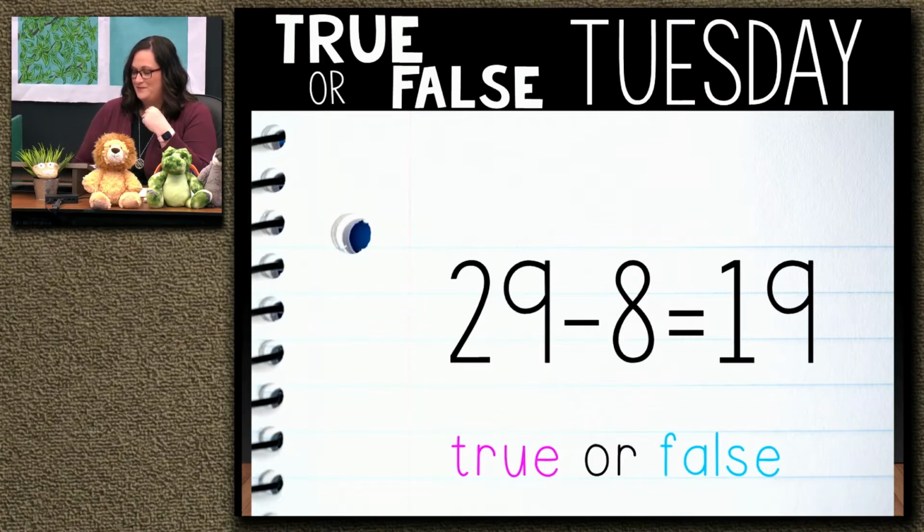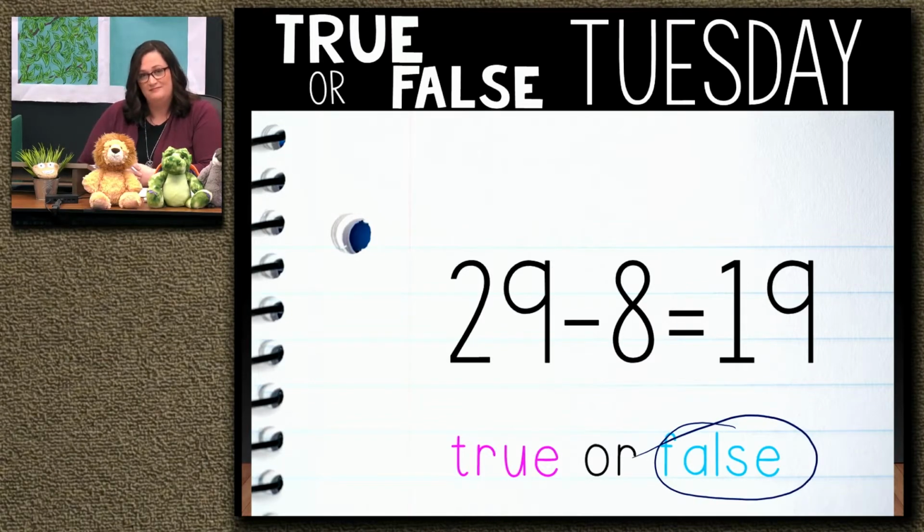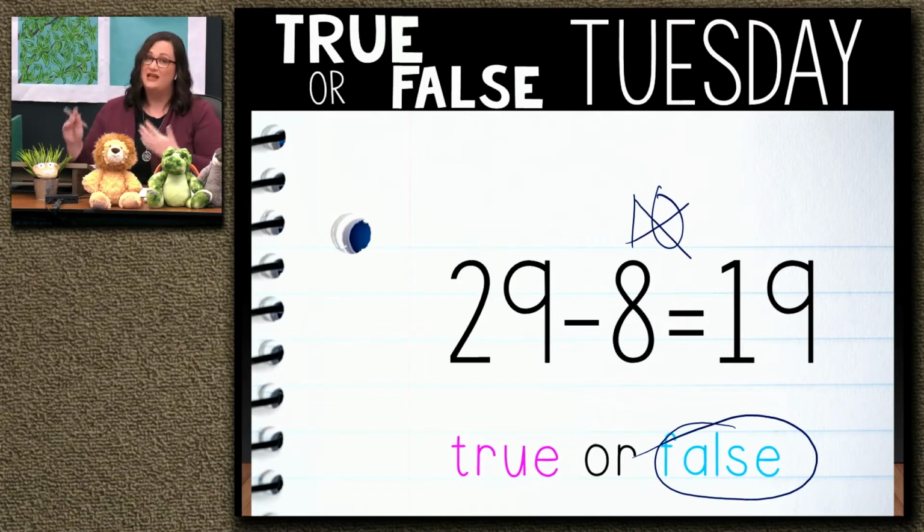There we go. True or false? False again. 19 plus 8 is not 29. It's 27. We would need this number to be 10, right? And it's not 10. So this is definitely false.